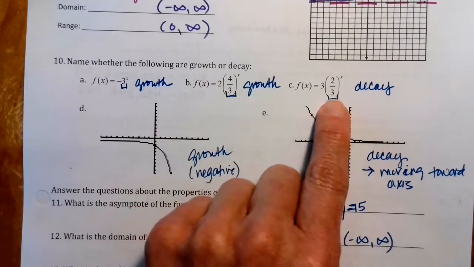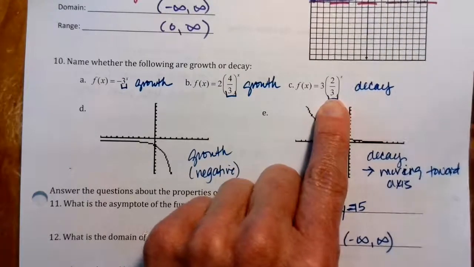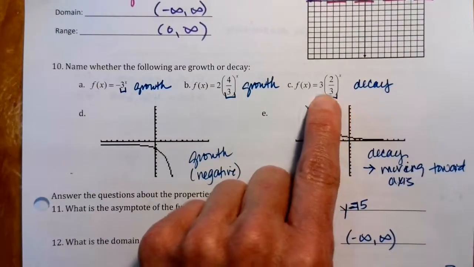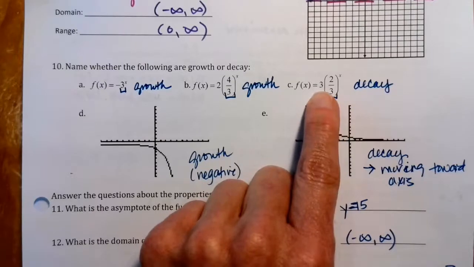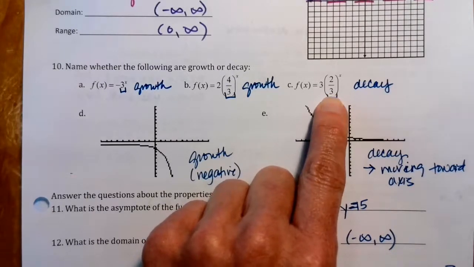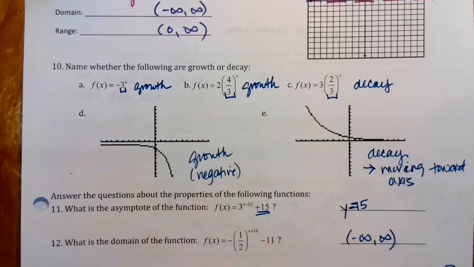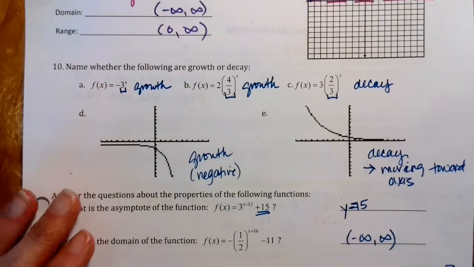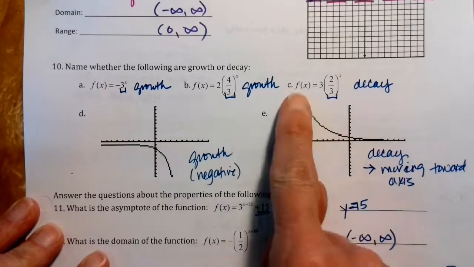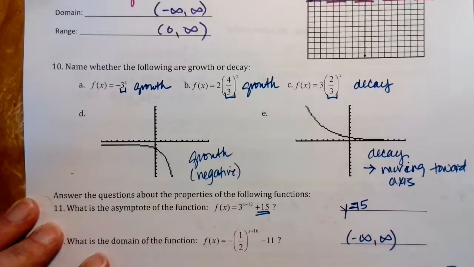Here's an example of a base that is a fraction between 0 and 1, so that's going to be decay. And even though it has this coefficient stretch, that doesn't matter. This is the base, the fraction, so I'm taking the fraction of a fraction of a fraction, so it's getting smaller. Think about if I gave you a piece of a piece of a piece of a piece of a cookie. You'd be getting a smaller amount each time. Decay moves towards the axis, growth moves away.